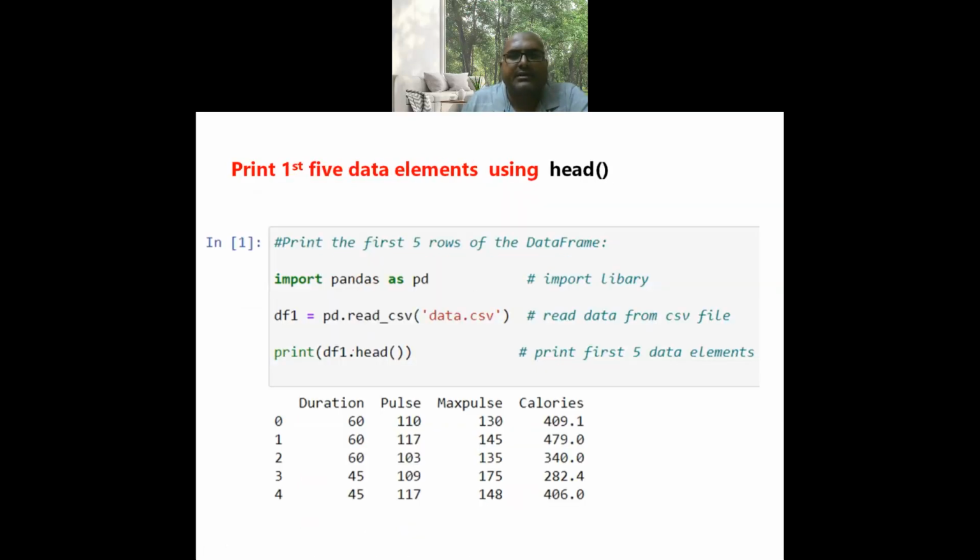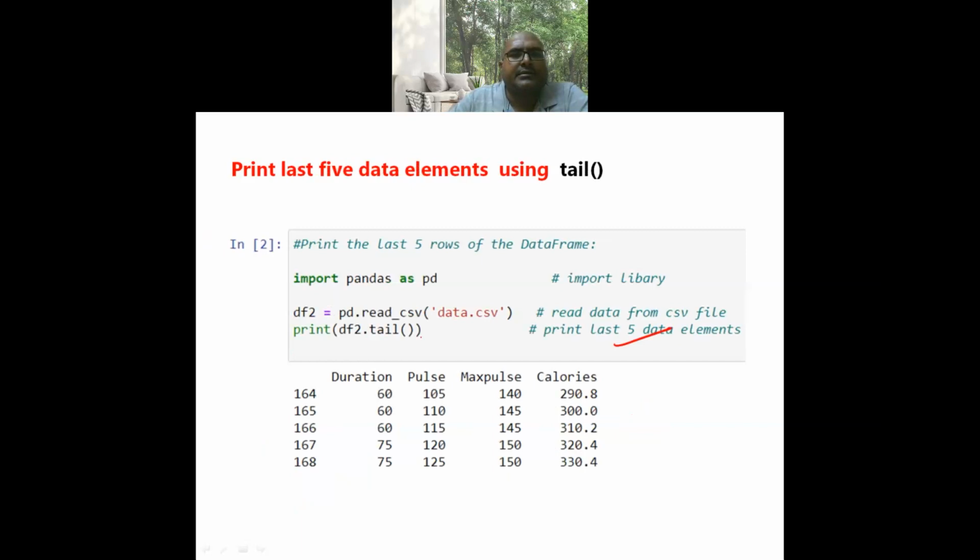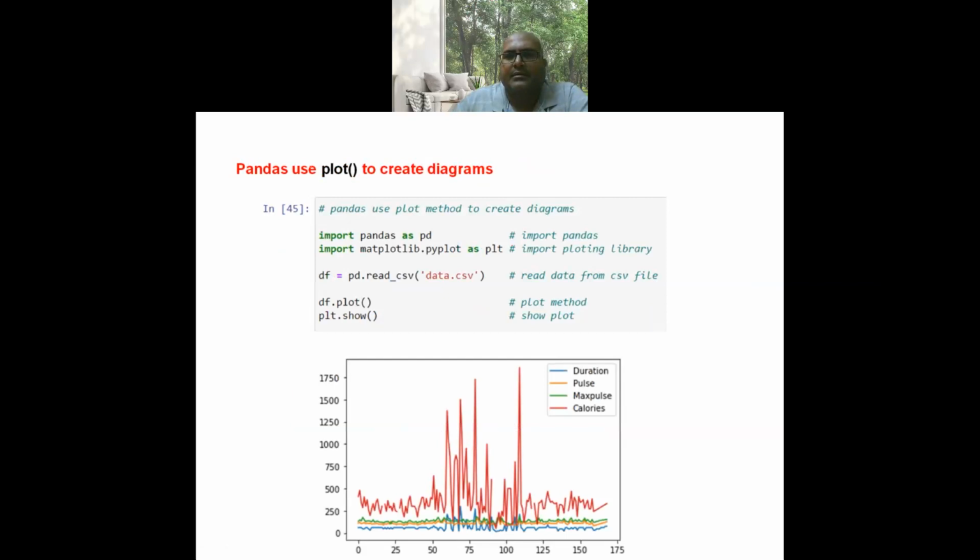With the help of head, you can print the first 5 data elements, that is from 0 to 4, and with the help of tail you can print the last 5 data elements. And in data frames there can be n number of column elements.